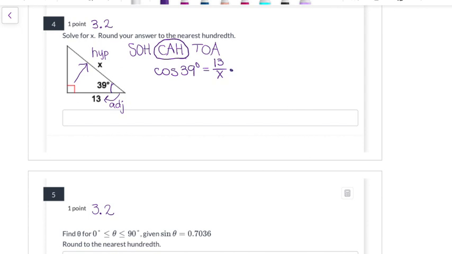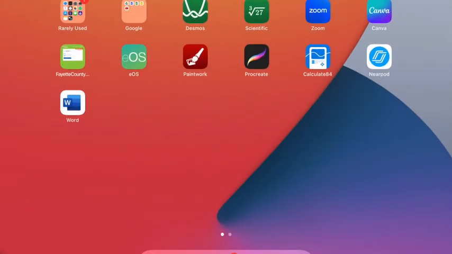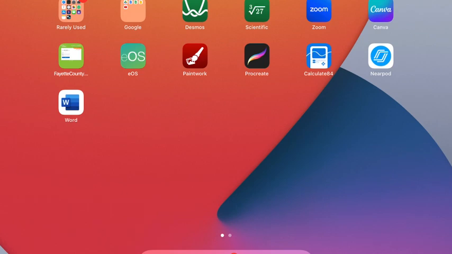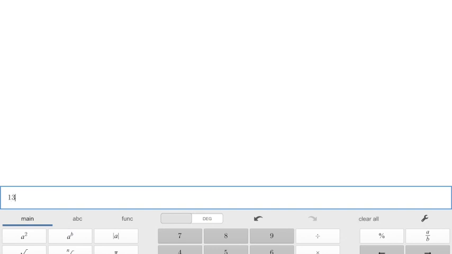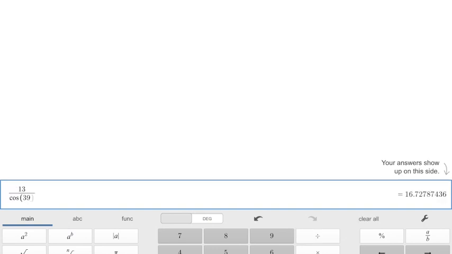Solve for x by multiplying by x on both sides. Now I don't have a fraction, so life is a little easier. But on this side, if I want x by itself, I'm going to divide by cosine of 39. And what I do on one side, I must do on the other. So I have to divide by cosine of 39 here. So 13 divided by cosine of 39. Scientific calculator is going to be your favorite, or Desmos for this. Divided by cosine 39 because it's already in degrees. So my answer is 16.73.